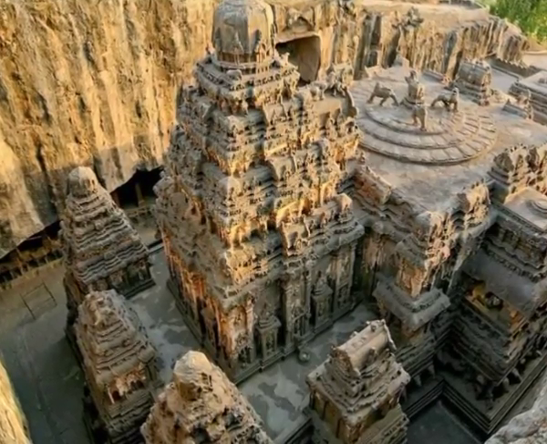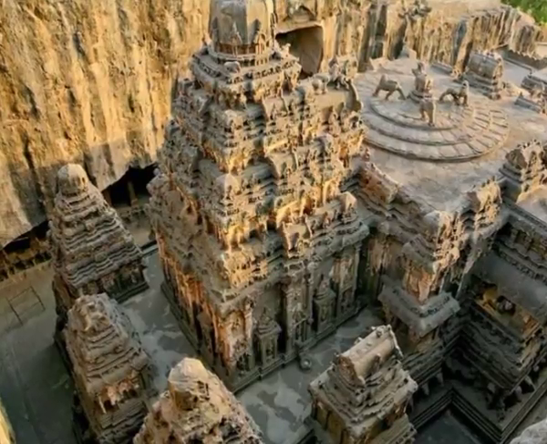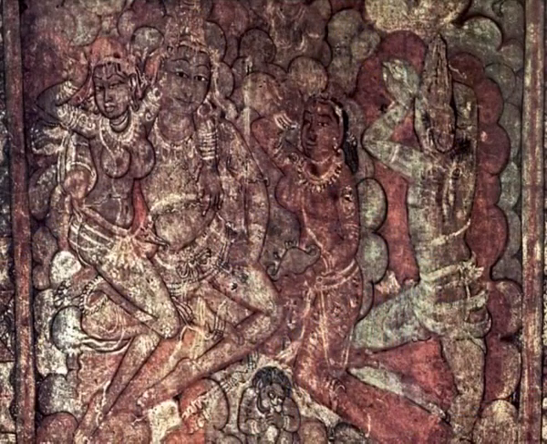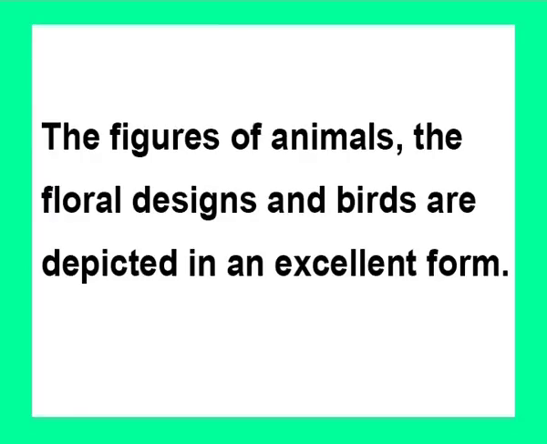The Rashtrakutas, 8th to 10th century AD. In the 8th century under Dantidurga, the Rashtrakutas rose to prominence and power. The Kailasanatha temple at Ellora was the work by his son Krishna I. It is undoubtedly a unique monument in the Deccan. The paintings at Ellora cover the ceilings and walls of the mandapa, and contain the Rashtrakuta paintings. The figures of animals, the floral designs and birds are depicted in an excellent form.